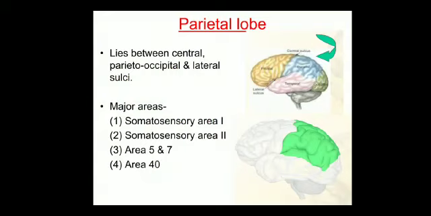That is, the somatosensory area 3, 1, 2 lies in the parietal lobe, and then the secondary sensory area, that is the somatosensory 2, is present in the parietal lobe. Apart from this, we have other important areas present over here, that is area 5, 7 and 40.